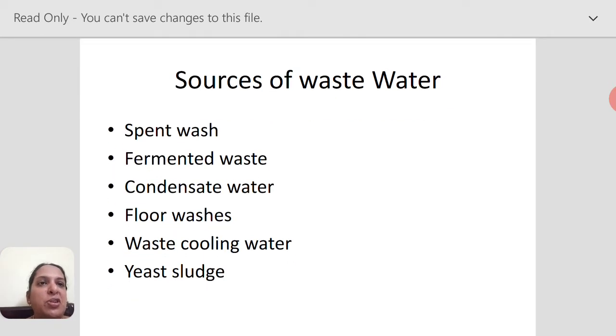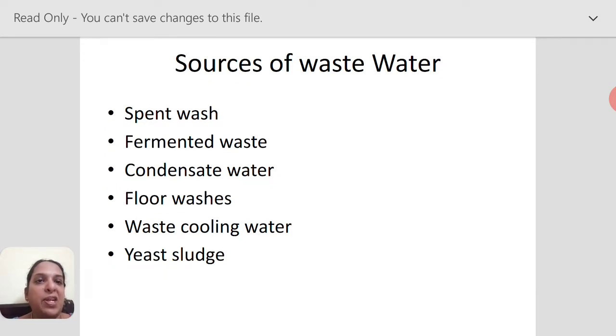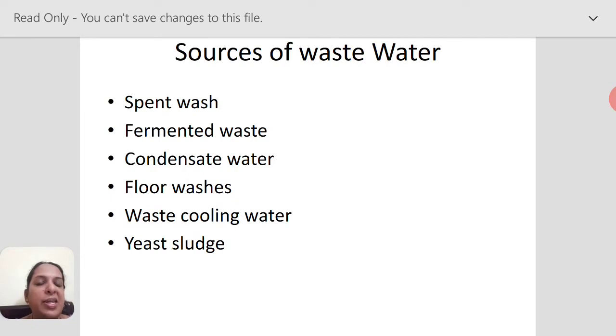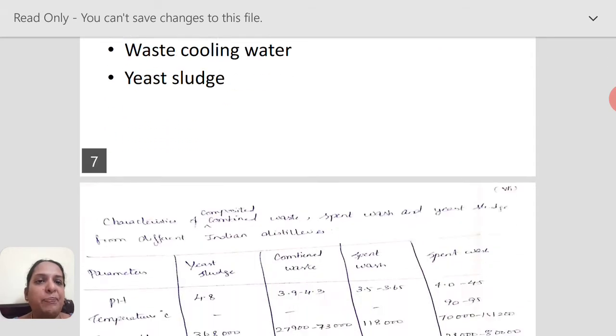So these are the sources of wastewater arising from distillery units. One is the spent wash, as we already saw in the flow chart. This is a major amount of wastewater, because a high volume of wastewater is being produced from this distillery unit. Apart from that, from the fermentation process we get wastewater and condensate, along with wastewater from the boiler and cooling towers, and also floor washers, cooling waters and yeast sludge. So these are the normal wastewaters coming from the distillery process.